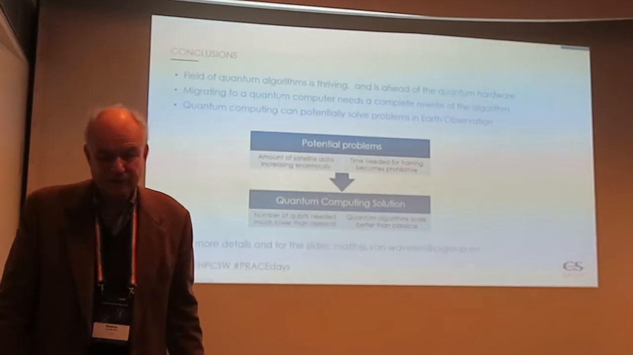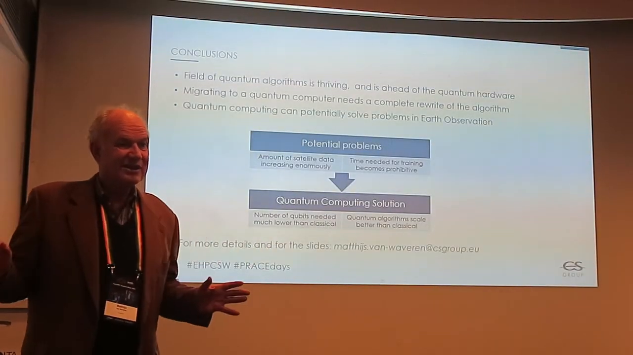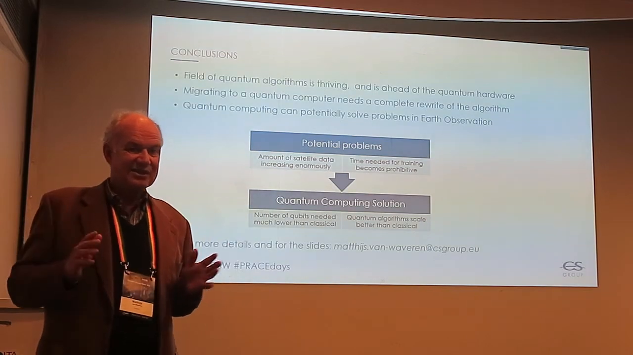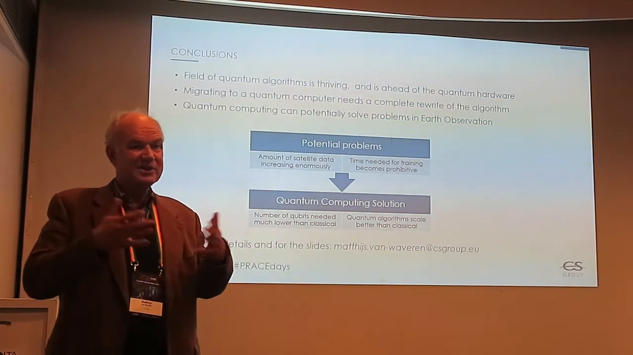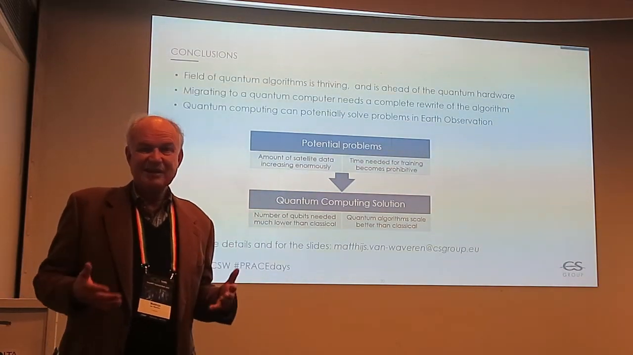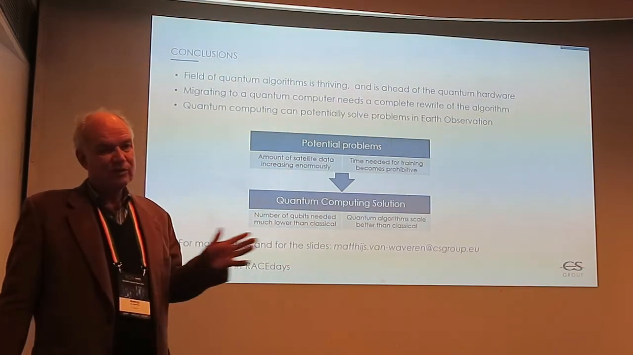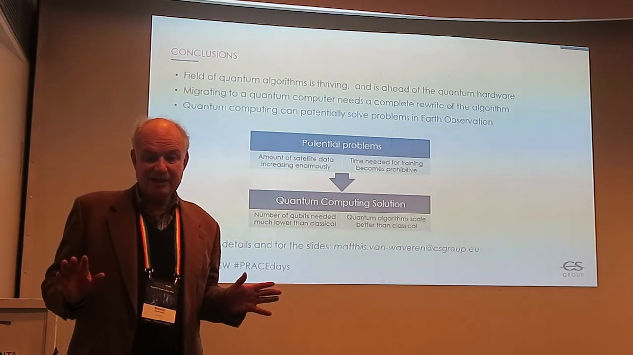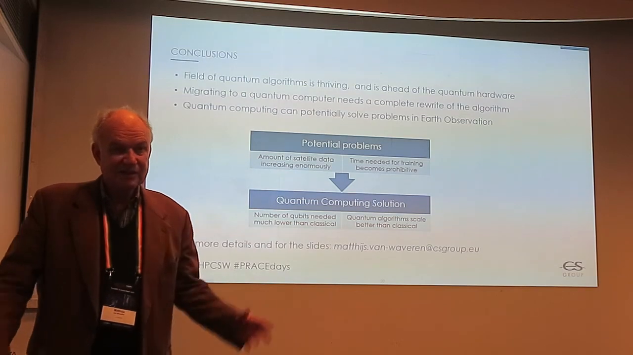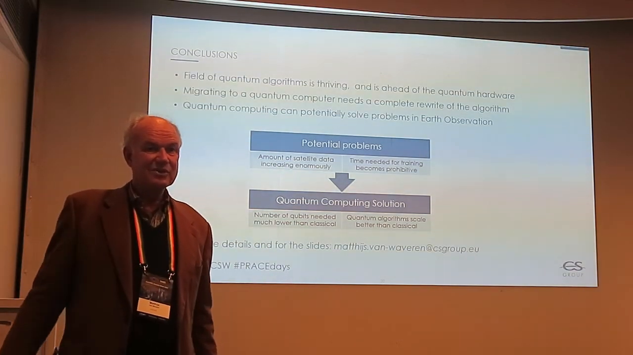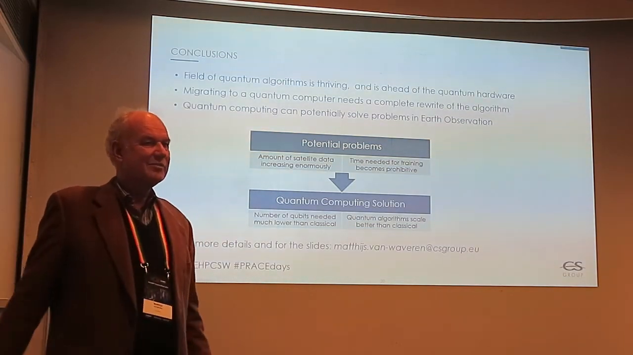So, conclusion: the field of quantum algorithms is thriving. There are a lot of algorithms being published. There has been work on this field over the last decades, but now that quantum hardware is becoming available, suddenly all these algorithms are becoming very interesting. We know that to go to the quantum machine you need to rewrite your algorithm, but we can potentially solve very big problems given the increase in data and training times. For more details, you're welcome to get my card.